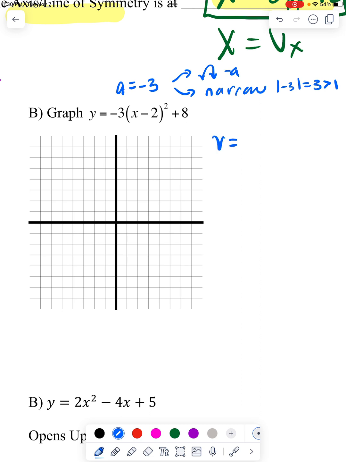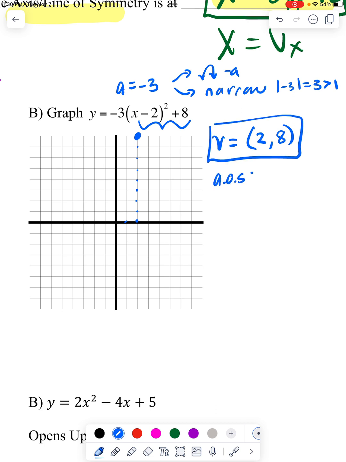I can identify my vertex in vertex form pretty easily: the opposite of the number inside the parentheses and then the number that's on the outside of the parentheses. So at 2, up 1, 2, 3, 4, 5, 6, 7, 8, I have my vertex. My axis of symmetry or line of symmetry is a vertical line that goes down through that. So x would have to be located at 2, and then that way my line of symmetry will come down through, located where it needs to be to hit that vertex.